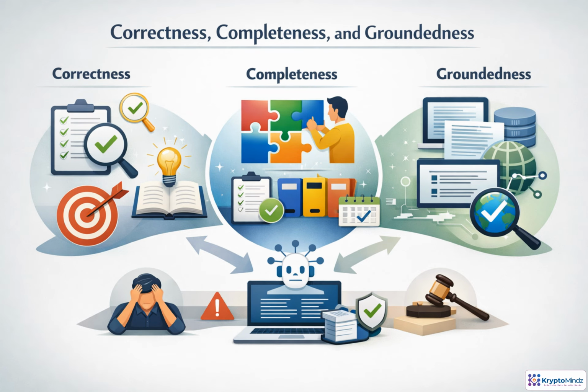For knowledge-intensive agents, 3 quality checks are especially important. Correctness asks, is the answer true, valid, and aligned with the required procedure? Completeness asks, did the agent address the whole request, not just the easiest part? Groundedness asks, can we trace the response back to approved context, records, or tools?